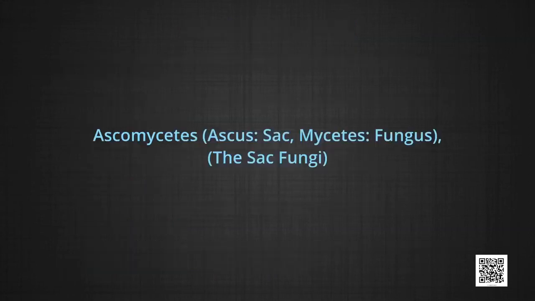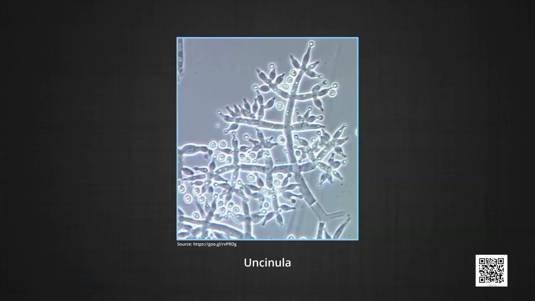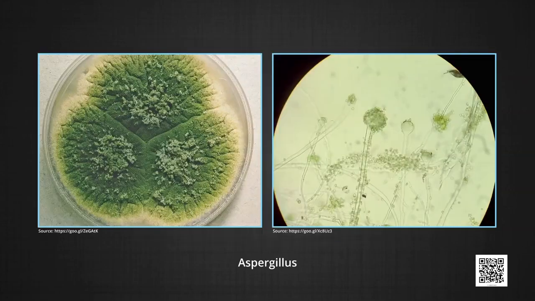Ascomycetes. Ascus means sac and mycetes means fungus. They mean sac fungi. The fungal forms included under Ascomycetes are commonly called sac fungi. These fungi are unicellular or multicellular, haploid, parasitic, or saprophytic in nature. Some parasitic forms of Ascomycetes cause diseases in plants, that is, they are pathogenic in nature. For example, powdery mildew, the black mold known as aspergillus, and the blue mold known as penicillium.